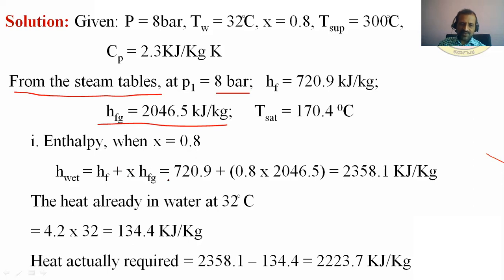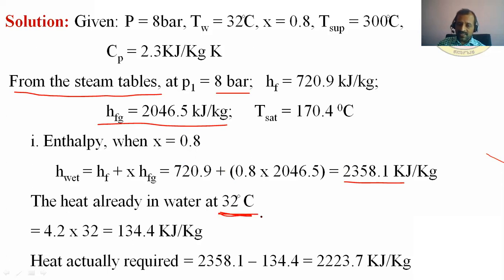HF plus X HFG is equal to 720.9 plus 0.8 into 2046.5. So calculate this. After calculating this, the answer will be 2358.1 kilojoules per kg. So you know already I told you the water is initially at 32 degrees Celsius.